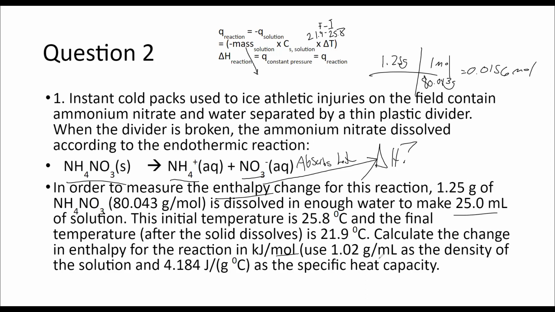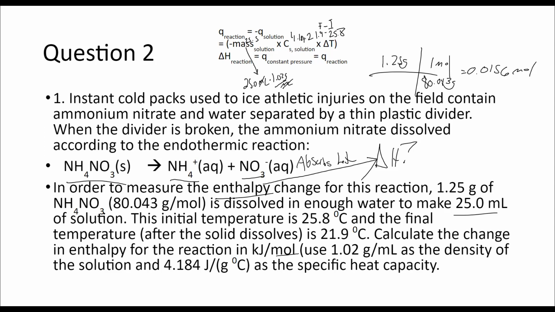Use 1.02 grams per milliliter as the density of the solution. Now we can calculate the mass of solution, right? Because I have 25 milliliters and the density is 1.02 grams per milliliter, the milliliters cancel out. So this is 25 times 1.02. The weight of our solution is 25.5 grams. So mass is 25.5, multiplied by C of solution, 4.184. Hey, look, we have everything we need.